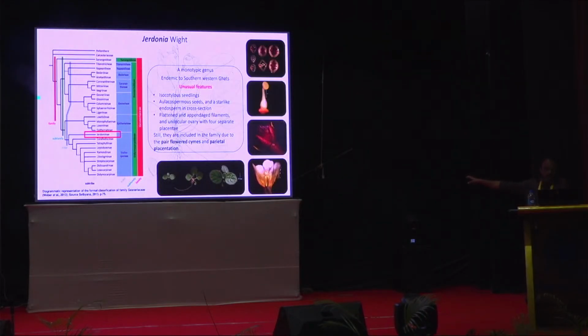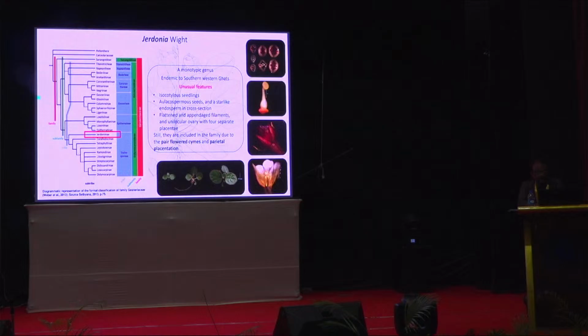Then another one you can see on the right side, there are flattened appendages on the filaments. We are working on what is the significance of such flattened filaments, especially with regard to pollination mechanisms and other things. Again, instead of the unilocular ovary, the usual character of the Gesneriaceae, we can find four separate cells in the Jerdonia.